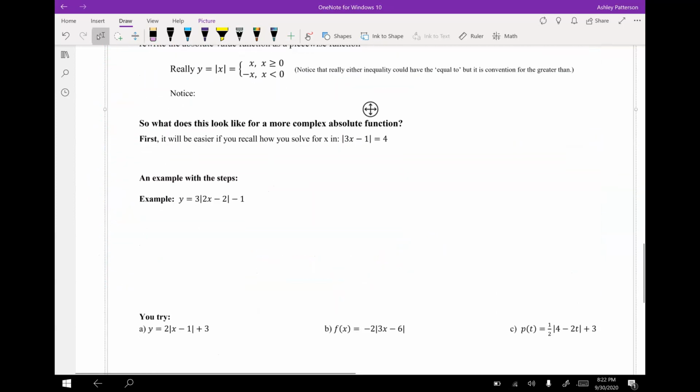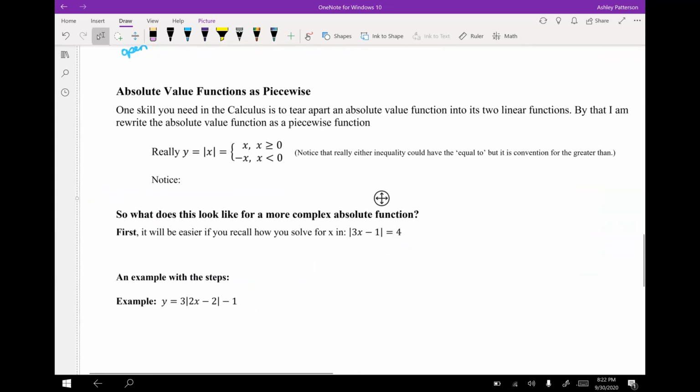All right. We are going to cover this last part, absolute value functions as piecewise. Now, one skill that you need in calculus is to be able to tear apart an absolute value function into 2 linear functions. Okay, so take, for example, this guy. The absolute value of X, right? So if I were to graph it, just my little sketch here so we can get the visual, it looks like that.